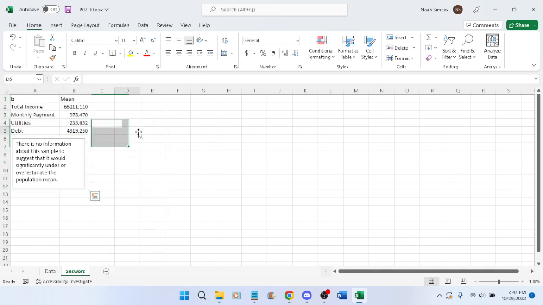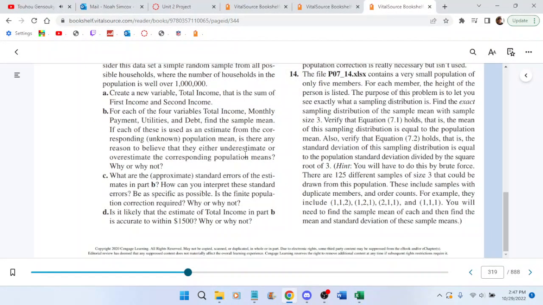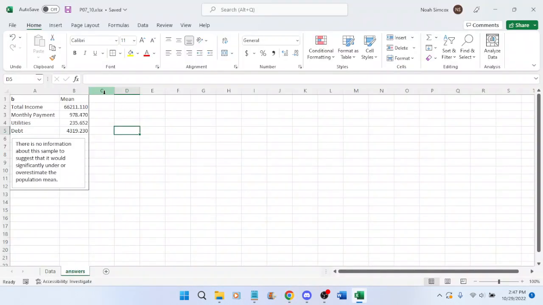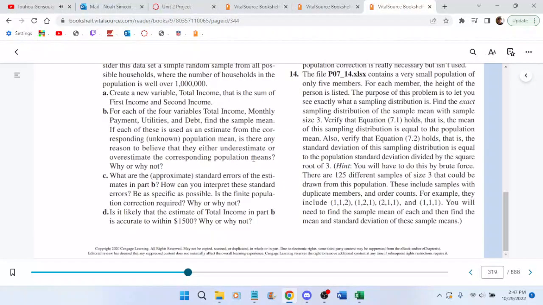How many more parts do we have left? I just did B. It took 5 years. What are the approximate standard errors? Forgot how to do that. I have to look it up.